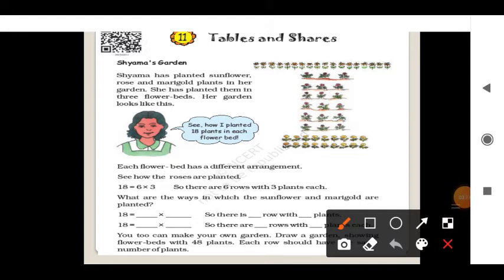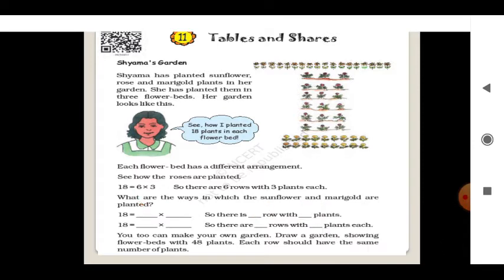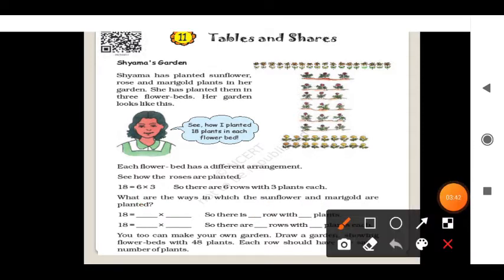Like that only, observe the ways in which she arranged the sunflower and marigold. How many rows of sunflower? 1 row. Totally how many plants? 18. So one row of 18 plants, 1 eighteen is 18 only. Like that, for the marigold, how many rows? 2 rows. In each row how many plants? 9 plants. So 2 nines are also 18 only.